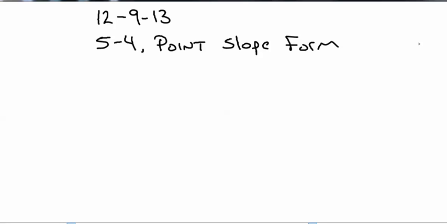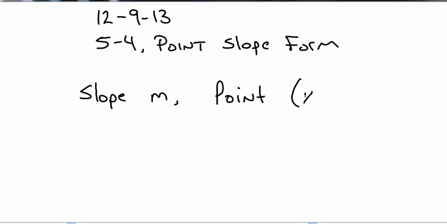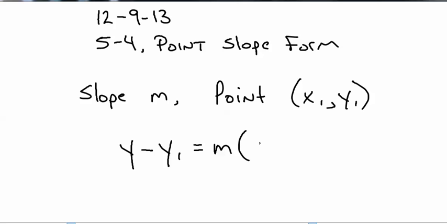Here we go. Point slope form of an equation. Non-vertical line with a slope m through the point x1, y1. The point that this line is going to go through has an x value and a y value. That's your x1 and your y1. Here's point slope form: y minus your y value equals the slope times x minus your x value.